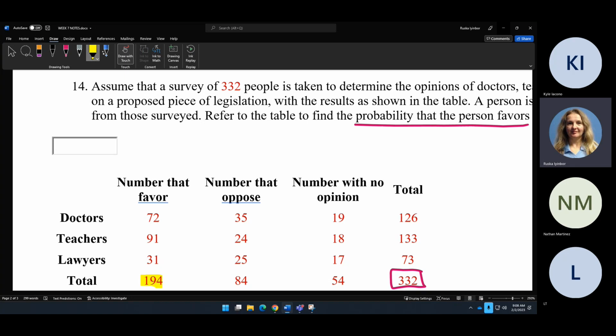194 over? That's right. Can you reduce that? Yes, 97 over. 194 over 332. And that reduced to what? 97 over 160.